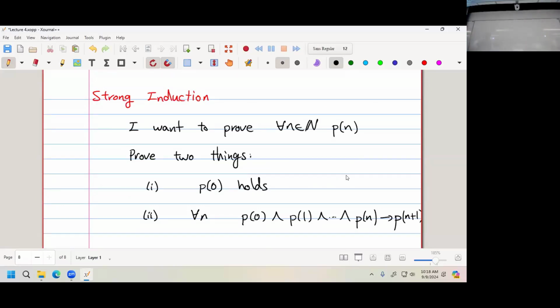So basically, the idea was that when I was doing induction, I said that this property holds for 0. And then whenever it holds for n, it also holds for n plus 1. So it holds for 0, therefore it holds for 1, therefore it holds for 2, and so on. But now I'm saying that I prove that my property holds for 0. And whenever it holds for 0, it will also hold for 1. Whenever it holds for 0 and 1, it will also hold for 2. Whenever it holds for 0 and 1 and 2, it will also hold for 3. So I keep all the things that I have proven so far as assumptions. That's the idea in this strong induction.